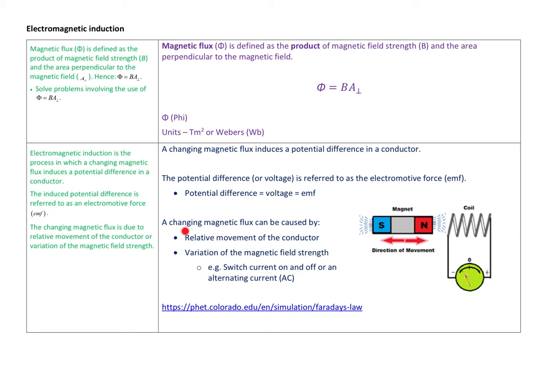A changing magnetic flux can be caused, I've already sort of covered this, by two things: relative movement of the conductor.